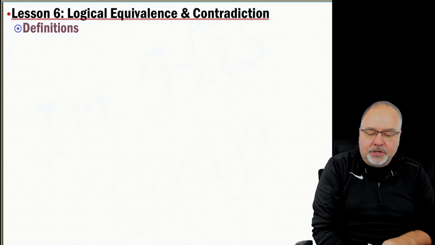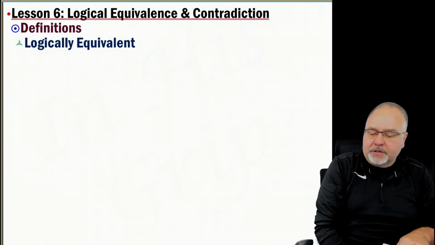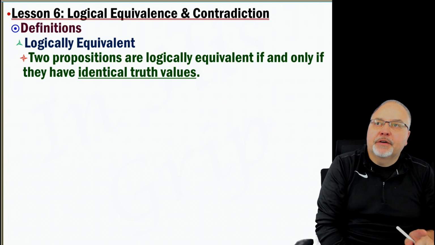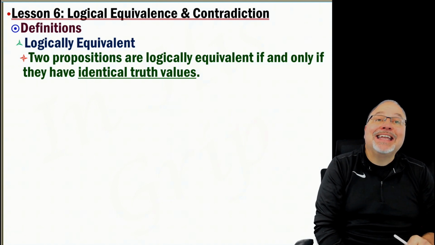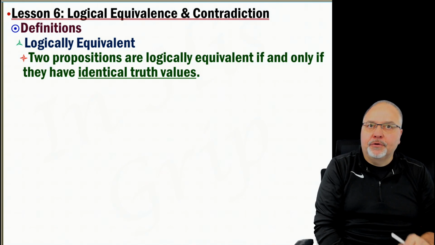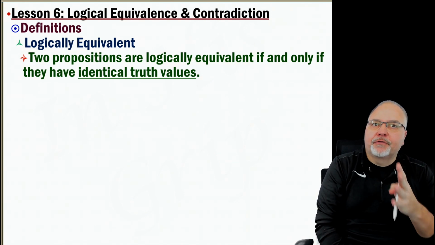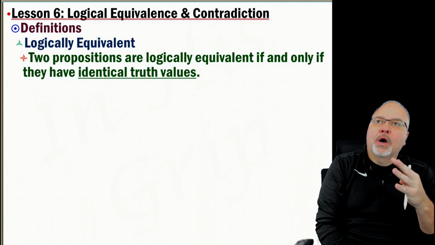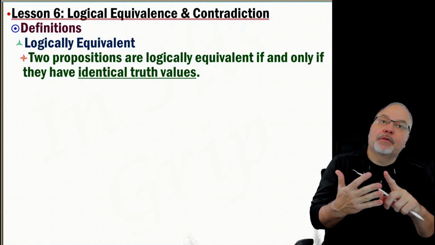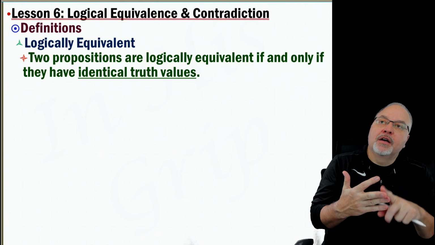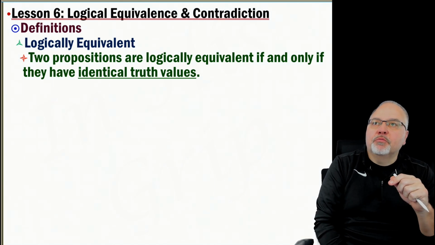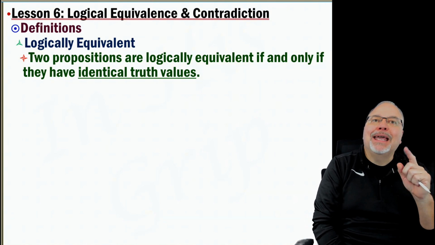So here we go. Lesson 6, logical equivalence and contradiction. Definitions. Logically equivalent: two propositions are logically equivalent if and only if they have identical truth values. So we're going to have to be able to tell the difference between what is equivalent. We're going to use the word consistent, and then we're going to use the word valid or validity as we move forward with this, okay?